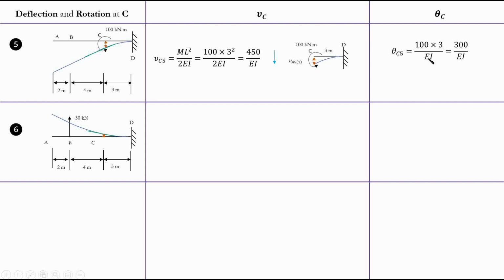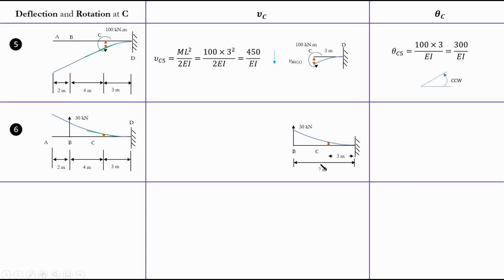And if you remember, we already found this value, right? This is basically the same as we found before, but the formula is ML over EI, right? When you have a case like this, your rotation at this point is ML over EI, which we did actually in the previous one, for point A, we found theta c5 already. So theta c5 we already found, okay? It was going to be counterclockwise, okay? Counterclockwise.